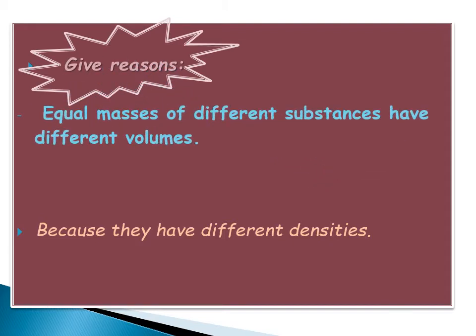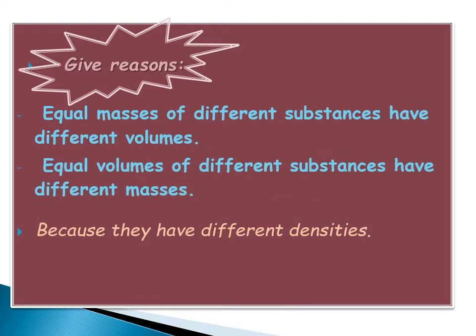Give reason. Equal masses of different substances have different volumes because they have different densities. If we have two substances that have the same mass, they have different volumes because they have different densities. Or if you have two substances with equal volume but different masses, like iron and wood, equal in volume, they have different masses also because they have different densities.